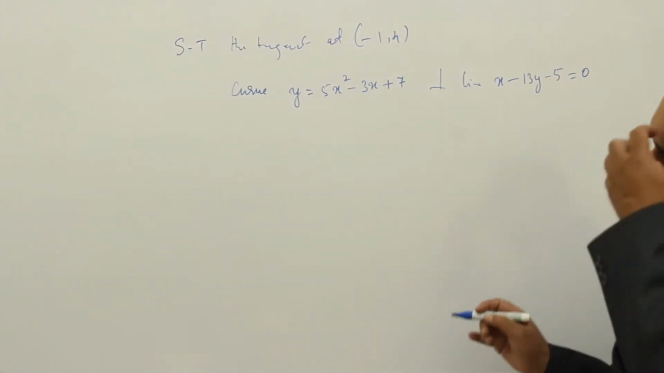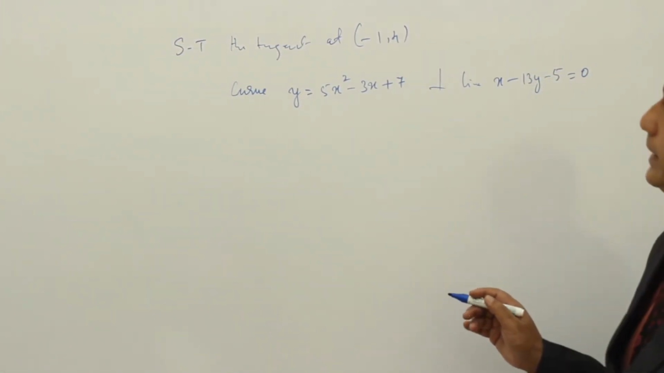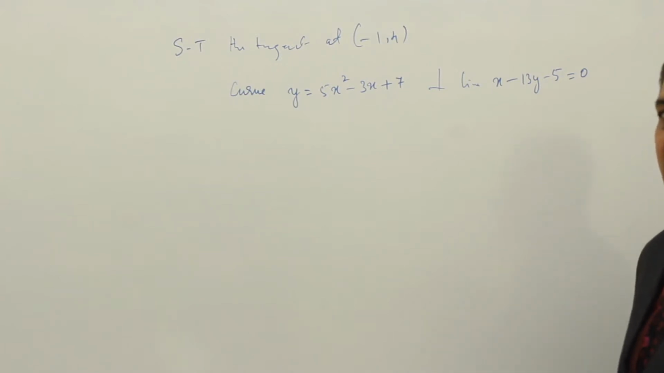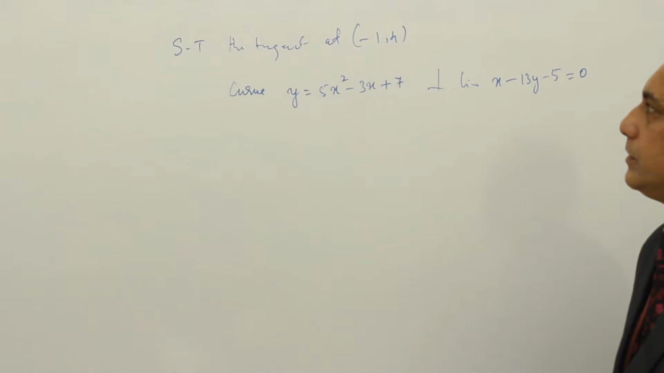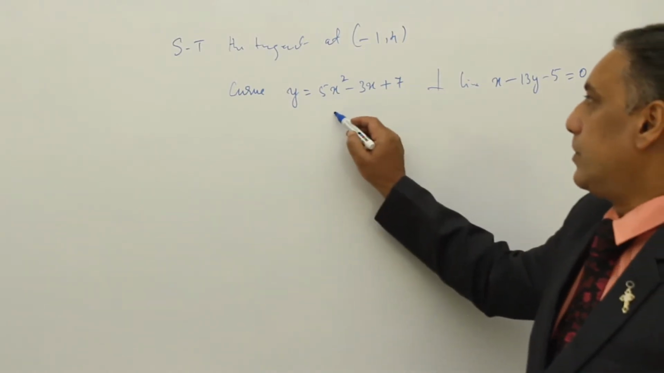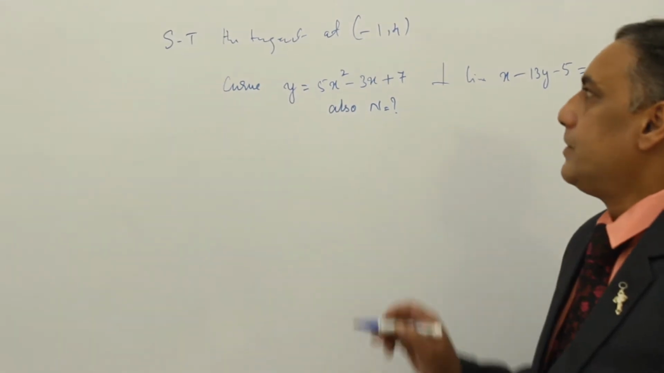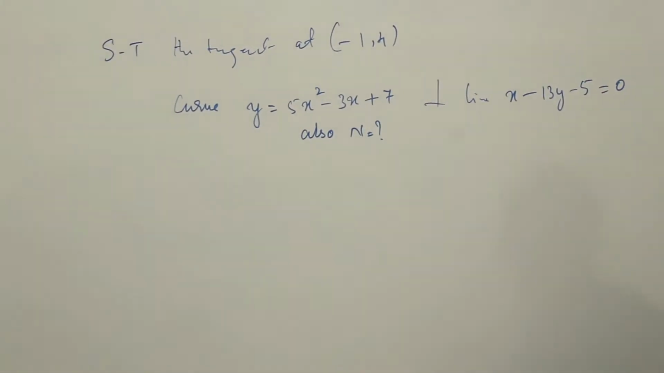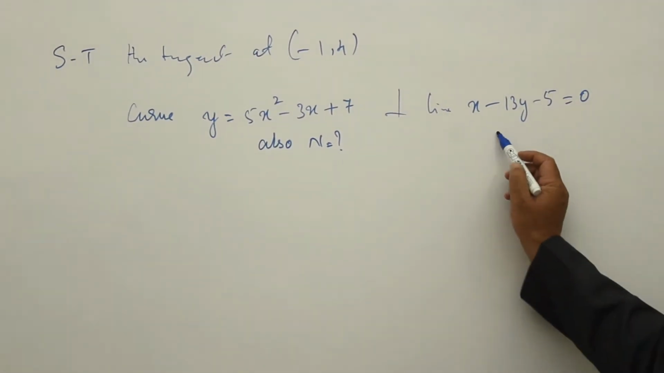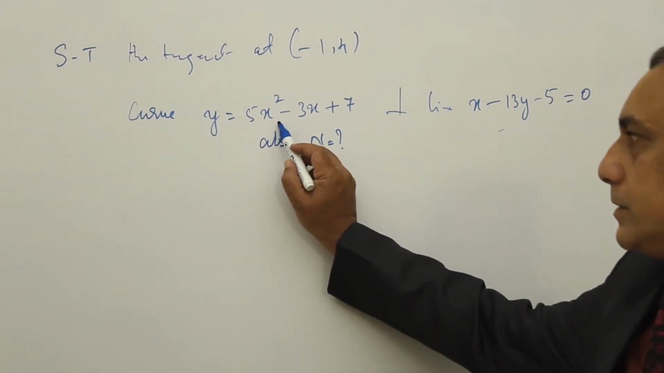Okay, so what is that asking? That's asking you to show that the tangent at this point is perpendicular. And have they asked for any equation of tangent or normal? Yes sir, they've asked also to find the normal. Okay, so also the normal. So what we have to do is, they have given the line and the curve.